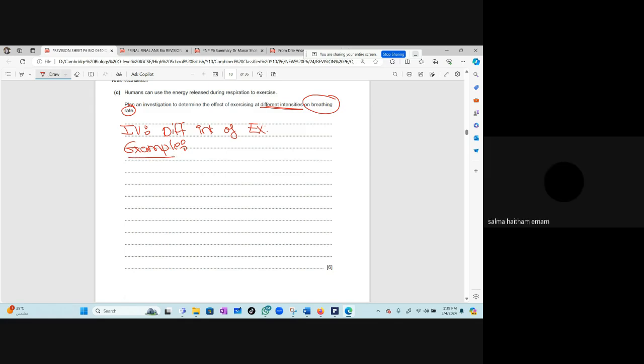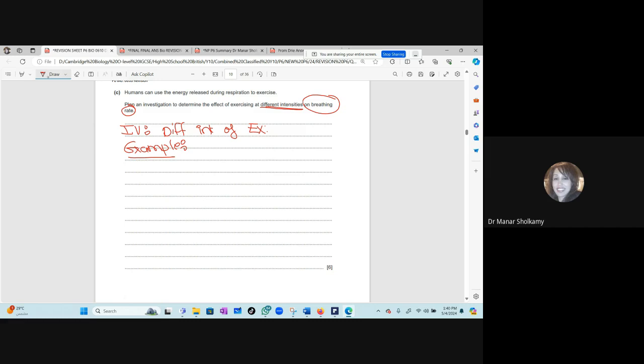Maybe treadmill. They will all be treadmill because I will keep the same exercise, but I will change the intensity. Okay, I will use a treadmill. And then how do I change the intensity on the treadmill? Changing the speeds. Very good. I think someone said changing the speeds.